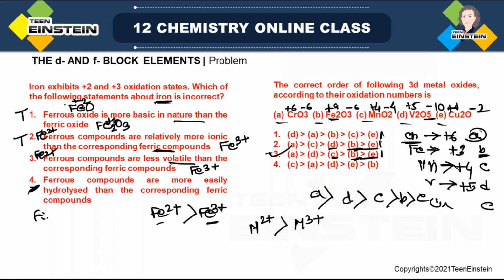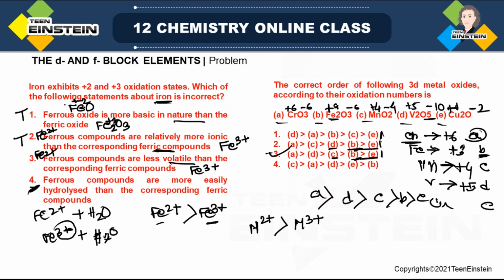Hydrolyzed means reaction with water. Will Fe2+ have more tendency to react with water, or will Fe3+ have more tendency to react with water? See, here Fe3+ has a higher oxidation state. That means it is more electron deficient. So that is why hydrolysis with water will be facile in the case of Fe3+, but not Fe2+.